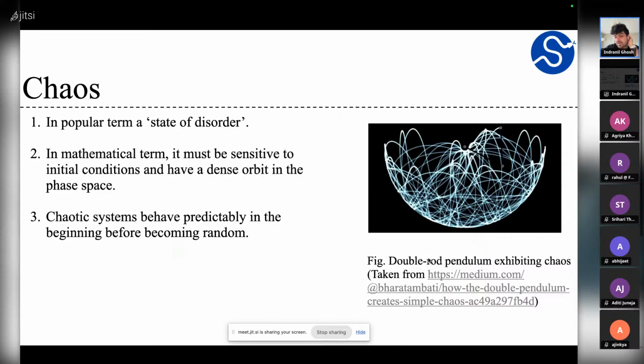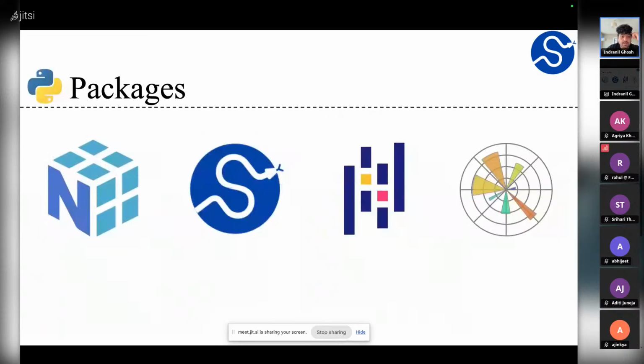It's a very common example from the double rod pendulum. I've taken this from this website on Medium. Again, a very good description of what chaos is. Just have a look. So chaotic systems behave predictably in the beginning, but as soon as the system evolves in time, it starts behaving randomly. So that's what a chaotic system is.